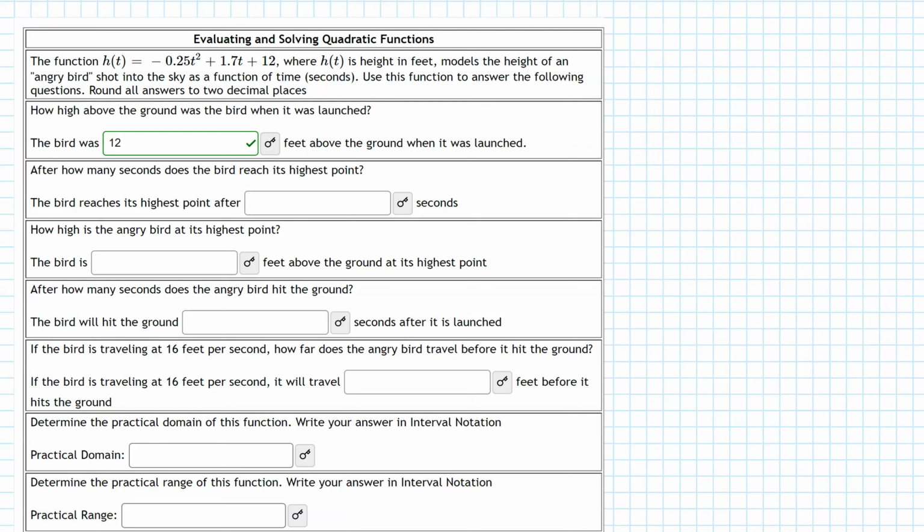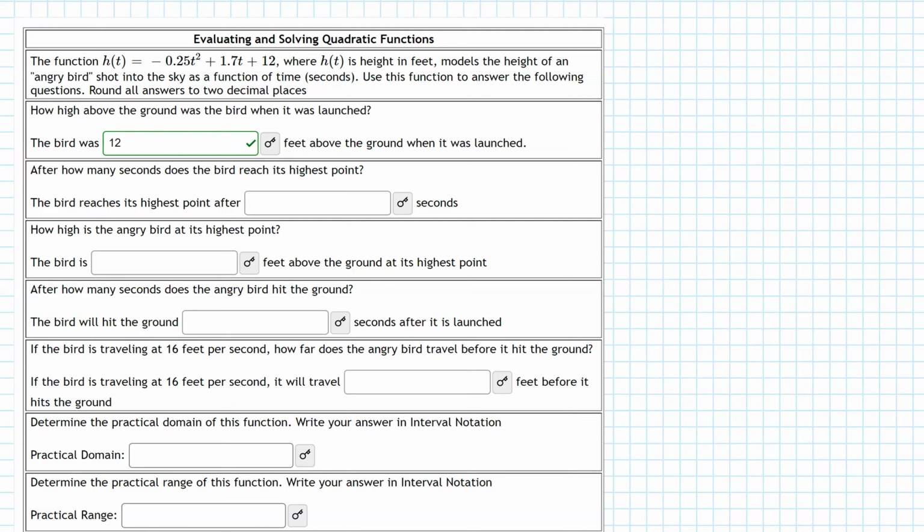This question says the function h of t is equal to negative 0.25 t squared plus 1.7 t plus 12, where h is height in feet, models the height of an angry bird shot into the sky as a function of time in seconds. Use this function to answer the following questions. Round all answers to 2 decimal places. How high above the ground was the bird when it was launched?